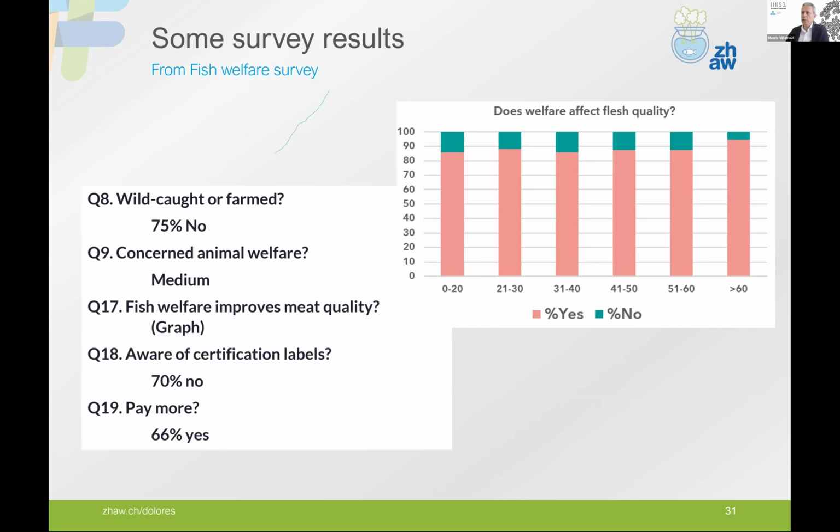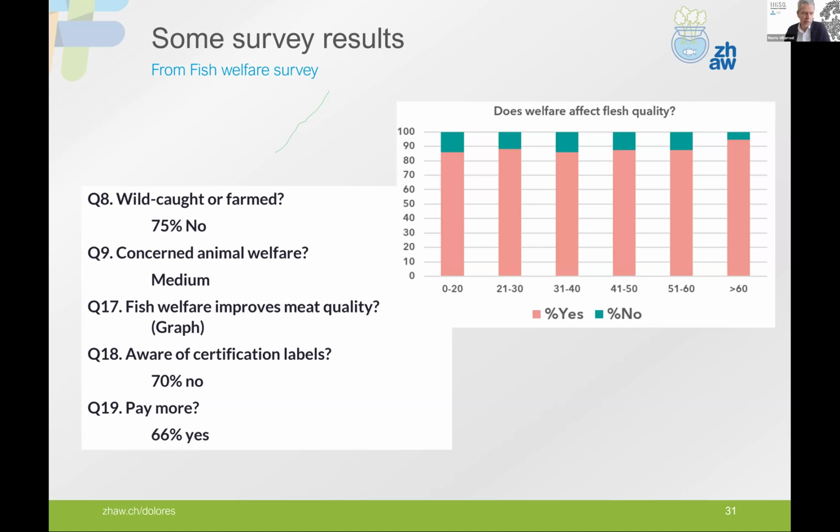A lot of them, as it shows in this graph, you see different age groups on the bottom, on the x-axis. So if you're 0 to 20 years old, to more than 60, almost across the board for age groups, they think that fish welfare improves the quality of the product. And this is important related to what Linda was saying before, no? It's a win-win situation where I think if we portray that we're actively working on fish welfare, consumers will understand that this also is improving the product and they could be happier with that product. And not a lot of people are aware of certification labels.